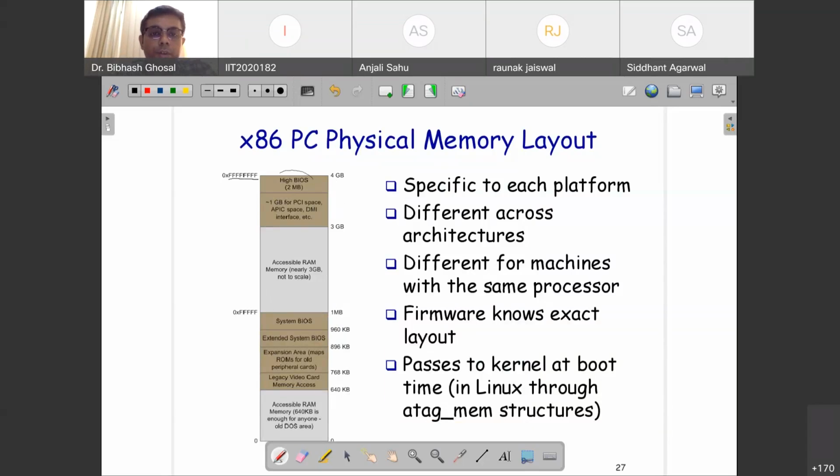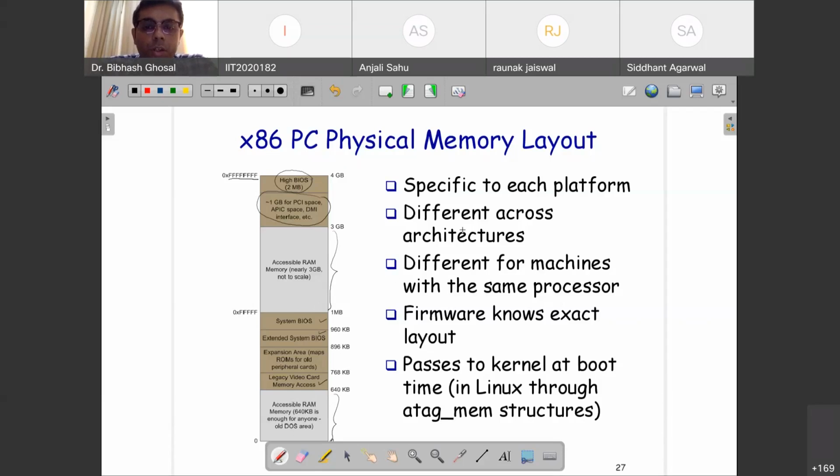Some portion is kept for BIOS. Some portion is kept for the different interfaces. The rest, from 1 MB to 3 GB, is for the user space, which is accessible to the user. System BIOS, extended BIOS, video card memories used for graphics and all. And again, this is accessible memory, which anyone can use. So now this is typical of x86, that is, Intel processors. It may vary from processor to processor.